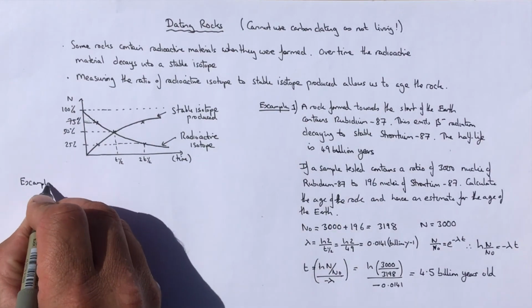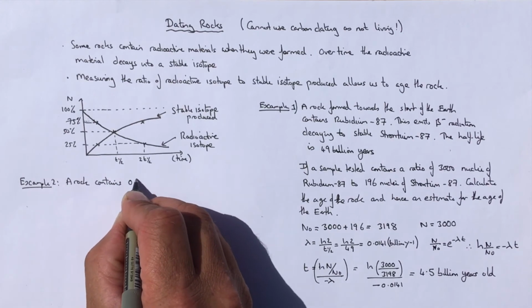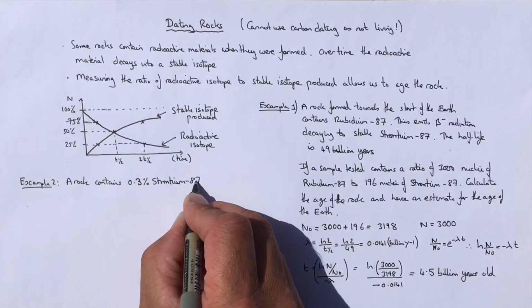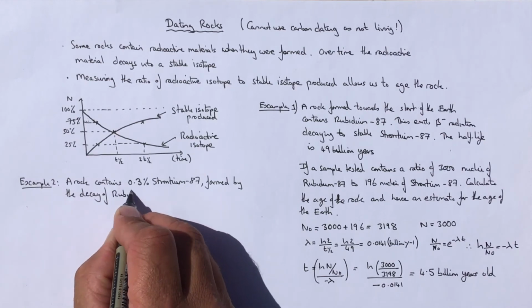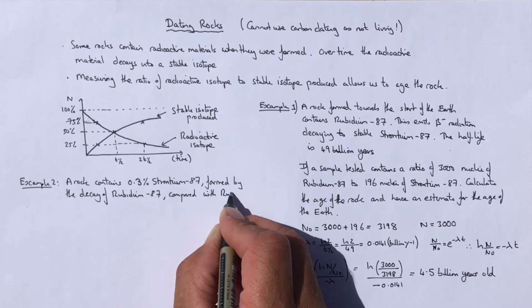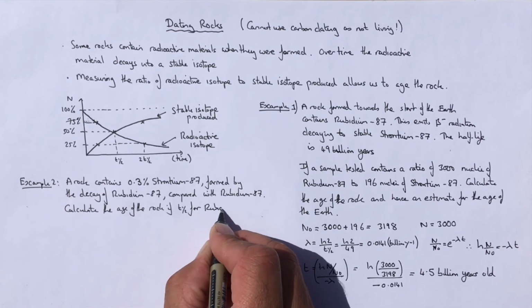So another example looks at using percentages. So imagine a rock contains 0.3% strontium-87 compared to rubidium-87. Calculate the age of the rock if t to the half for rubidium-87 is 49 billion years.